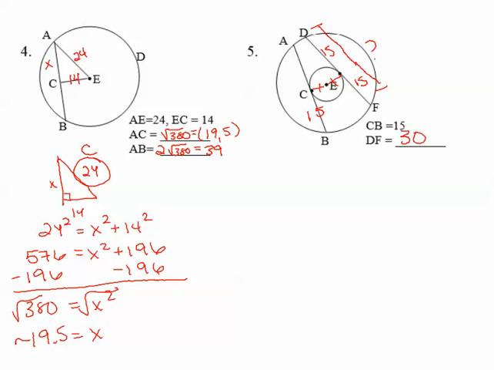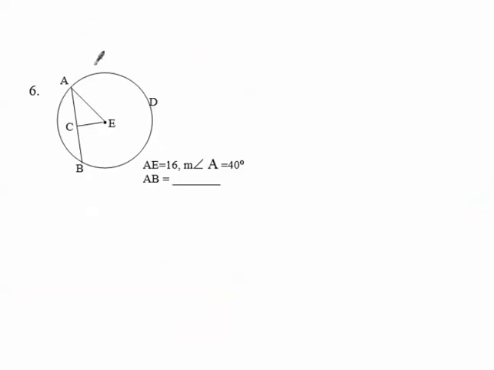So we have one last problem. I love when they hide triangles, especially right triangles, inside of shapes. AE is 16, and the measure of angle A is 40. So here's what I'm sitting with right here. I have 16, 40 degrees. I know this is 90, and it wants to know how big is AB. In order to know AB, I need to find AC. So that's where I'm going to put my x.